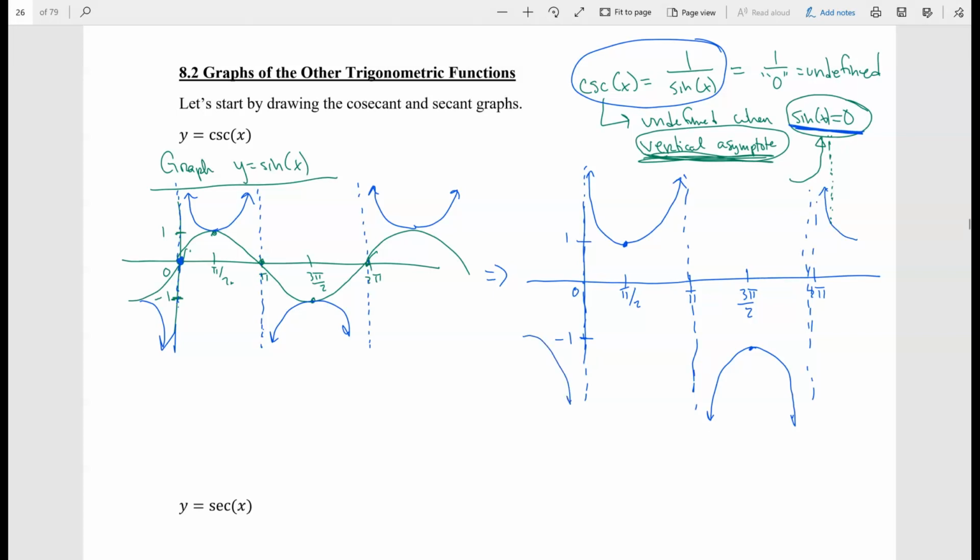Okay, so basically this graph is going to go really, really close to this asymptote, but it's never going to touch it. It's just going to get close to it. So this is basically the cosecant curve. So this is the graph of the cosecant curve.